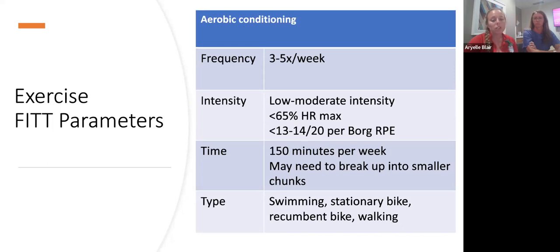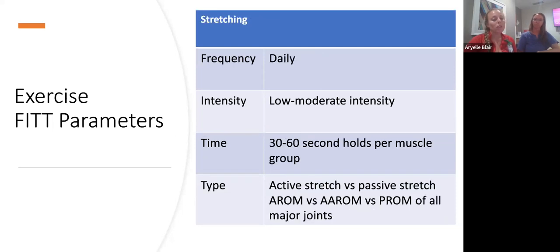It's important to note that this 150 minutes might need to be broken up more for someone with a neuromuscular disorder. So it might not be that 30 minutes 5 times a week, which seems to be a general broad recommendation. You might have to do chunks of 10 minutes at a time to monitor that fatigue. So don't focus so much on the time component and really focus more on that intensity component. Type, there's a lot of different ways we can achieve aerobic conditioning. We'll talk about it a little bit more on some slides, but swimming, biking, walking would be all options for aerobic conditioning.